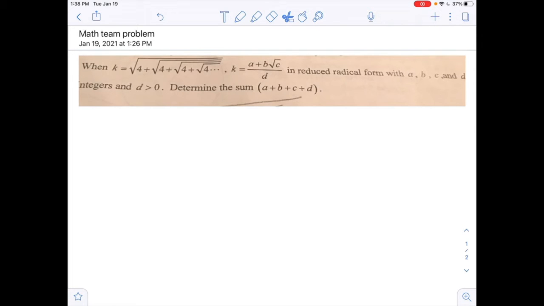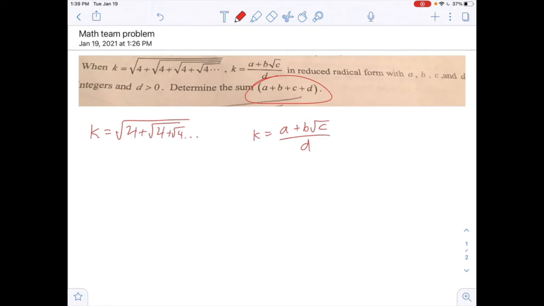So I found this problem in the Algebra 2 packet, which is the juniors packet from last year. And although it seemed really difficult, it actually had a decently simple solution. So let's get into it. So we have k is equal to root 4 plus root 4 plus root 4, and then it goes on for a while. And we want to put it in the form k is equal to a plus b root c over d, and then get the sum of these variables.